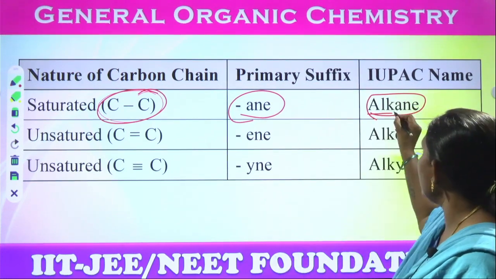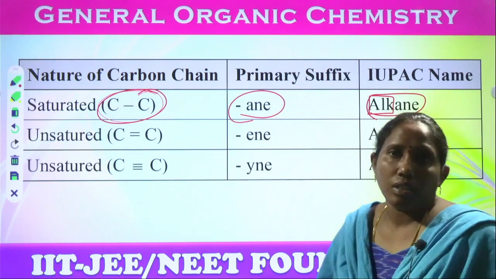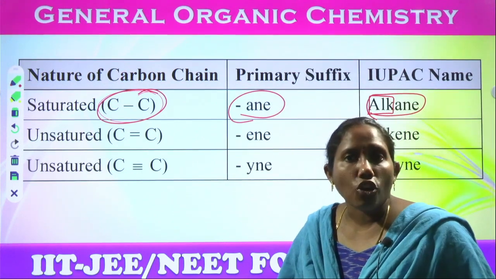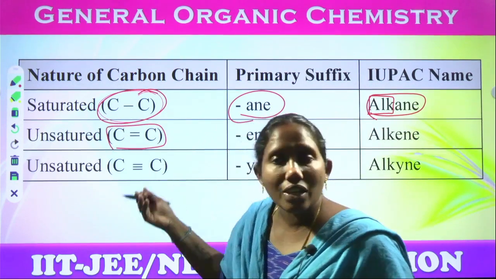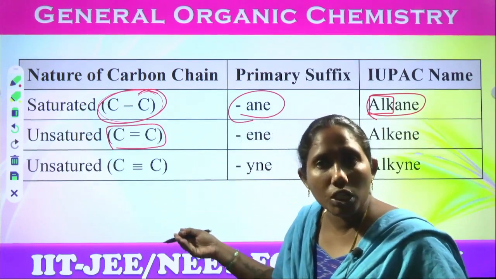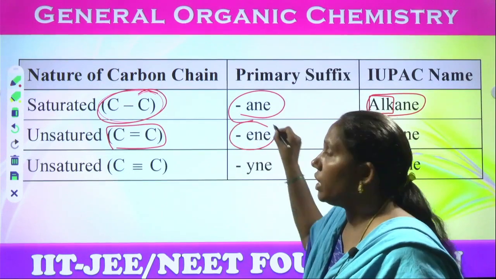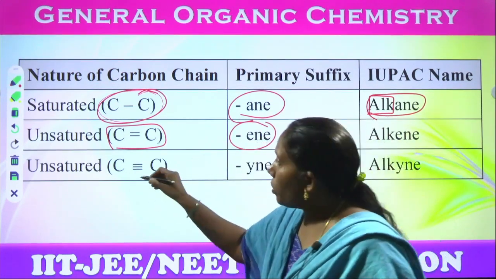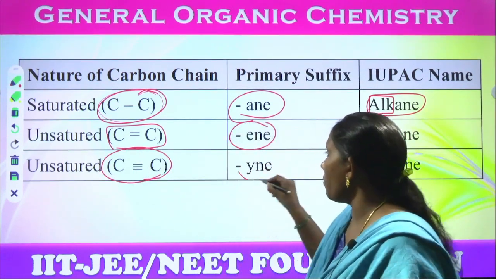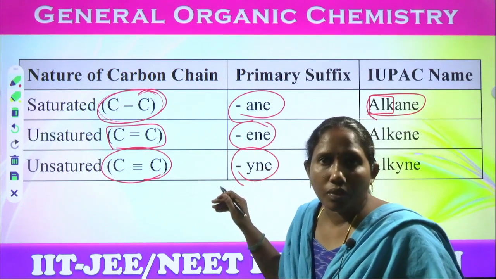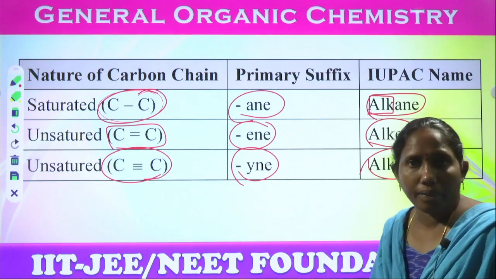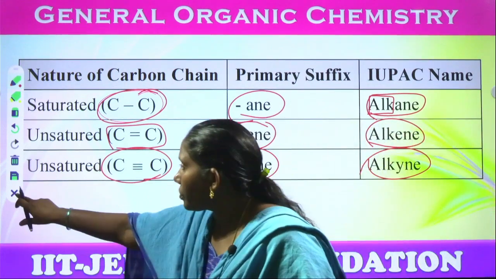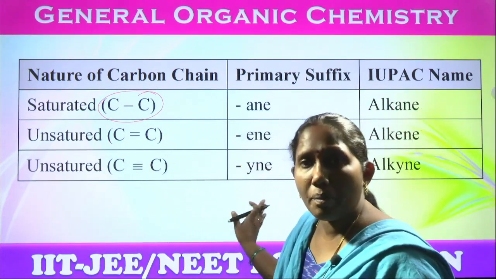This alk indicates the root word, representing the number of carbons. And if there is any unsaturation, if a double bond is present, the primary suffix will be ene. If any triple bond is present, then the primary suffix will be yne. Then the compound is alkene and alkyne, right? So this is about the primary suffix.